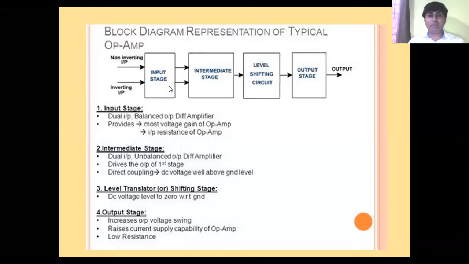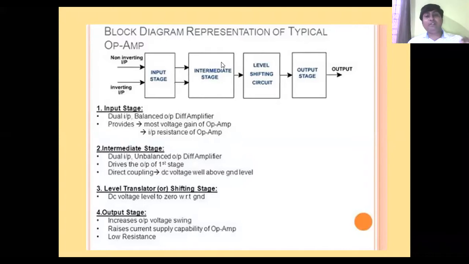The output of the first stage is given to the second stage, or the second block, which is called the intermediate stage. And here also we are using a differential amplifier only. But the thing is, in the first block we are using a balanced output differential amplifier, and in the second block, the intermediate stage, we are using an unbalanced output differential amplifier.